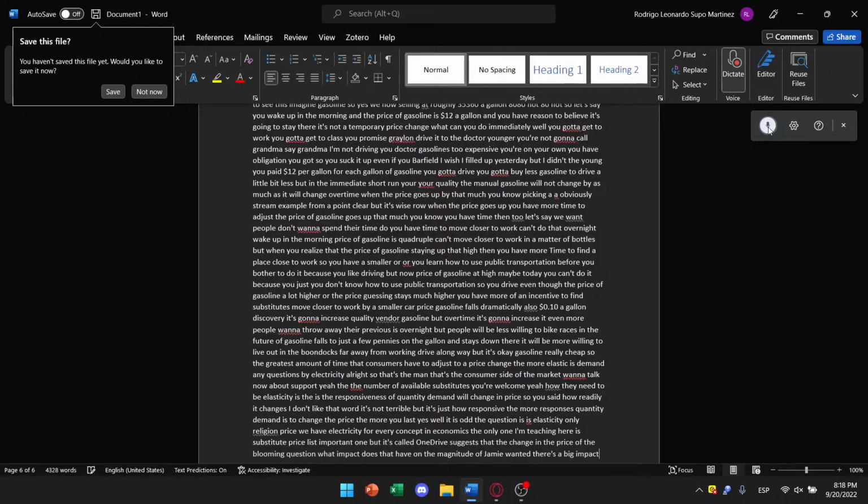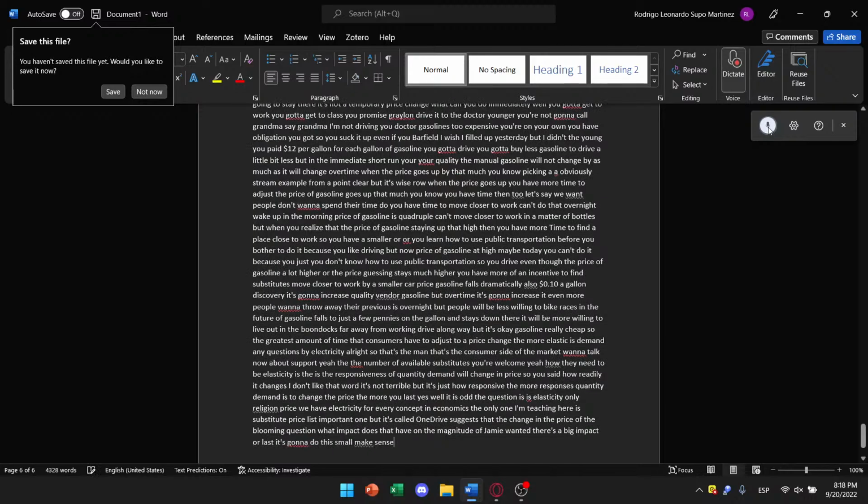That makes sense? Could you repeat number one? The percentage of consumers' budget or buyers' budget spent on the good.